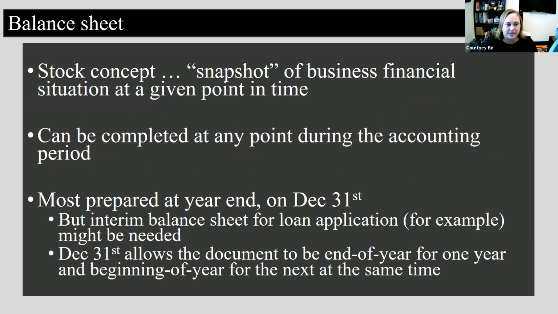You may want to do interim balance sheets if you're applying for a loan. During the peak of COVID, there were programs that people were applying for that required beginning and ending balance sheets. So you may want to update that balance sheet and refresh it. Using December 31st allows the document to be the end of year for one year and the beginning of the year for the next year at the same time. So when you're completing beginning and ending balance sheets, if you're on top of it, you're really only doing that once, so that the beginning for the next year is the ending for the previous year.